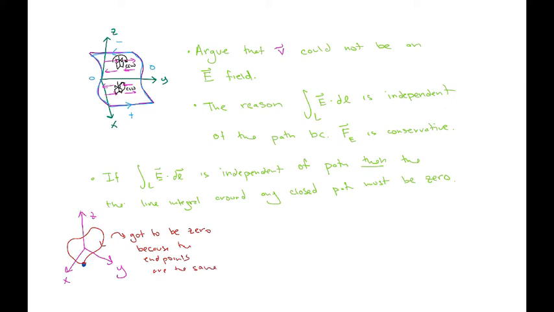Okay, so if I look at this particular field, this one can't be an electric field, because if I were to just take the line integral around half of the sheet, it would be positive. If I were just to take the line integral around half the sheet, I would get a positive value.